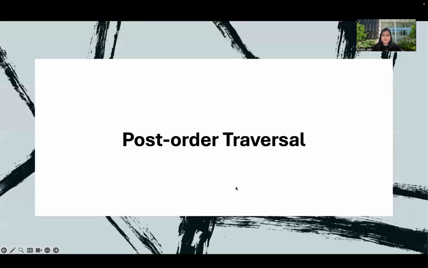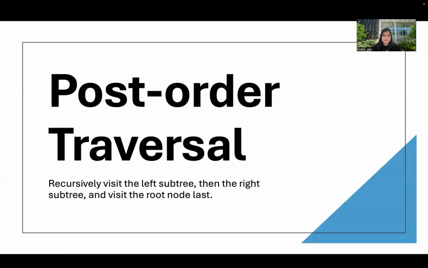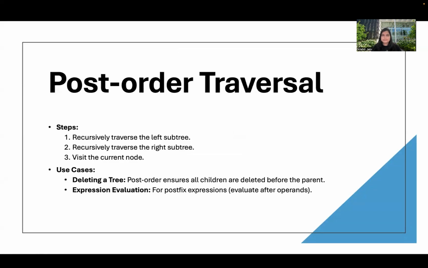Now, let's look at post-order traversal. You recursively visit the left subtree, then the right subtree, and then visit the root node last. The steps are to recursively traverse the left subtree. Once that is done, then you recursively traverse the right subtree. After that, you visit the current node.